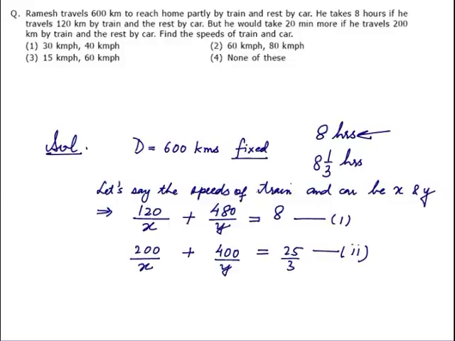You can also try the same values with the second equation. 200 by 60 plus 400 by 80. And you will definitely get 25 by 3. So the answer is option 2.